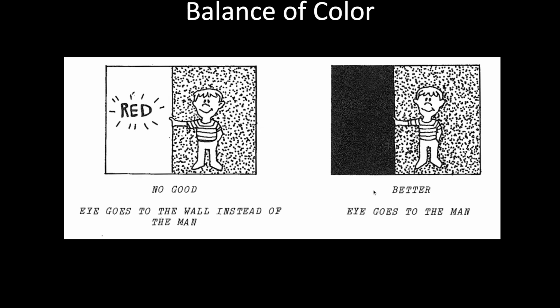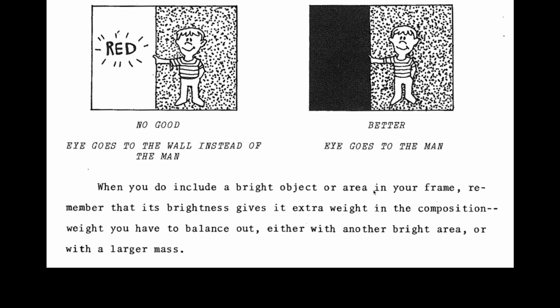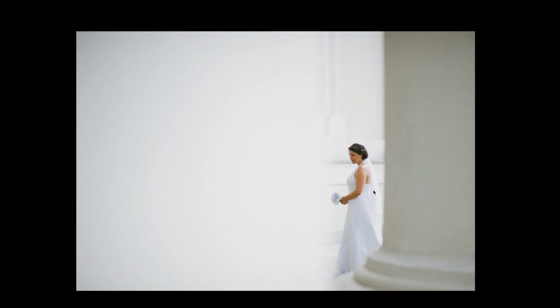If you can envision here, say it was a red wall and the person was standing next to it, our eye would be drawn to that red wall. But say if we change that wall to a white wall, our eyes will ignore that white wall and go to that person. Here, just what I talked about, the red wall. Now we have this bride against the white wall. Our eyes are drawn to the right side of the bride.